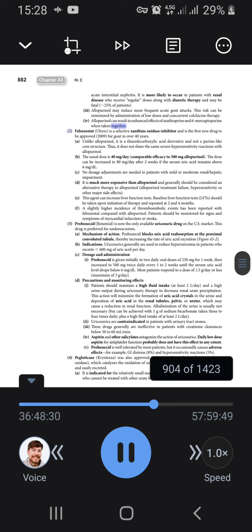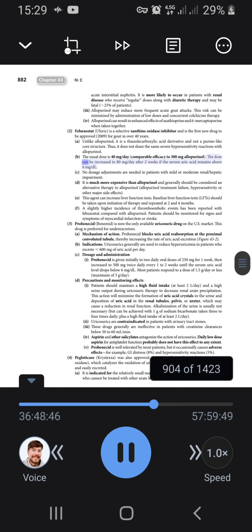2. Febuxostat. Uloric is a selective xanthine oxidase inhibitor and is the first new drug to be approved, in 2009, for gout in over 40 years. Unlike allopurinol, it is a thiazolecarboxylic acid derivative and not a purine-like core structure. Thus, it does not share the same severe hypersensitivity reactions with allopurinol. The usual dose is 40 mg, of comparable efficacy to 300 mg allopurinol.